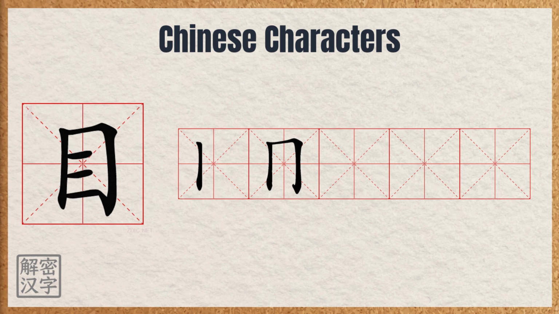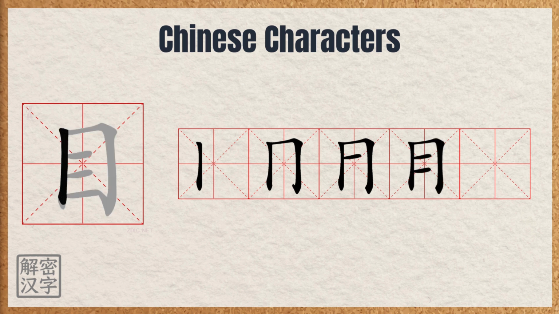After that, add 2 horizontal strokes inside the rectangle. These 2 lines should be spaced evenly, not too close together, and not too close to the top or bottom. Finally, add a short horizontal stroke at the bottom to close the rectangle.